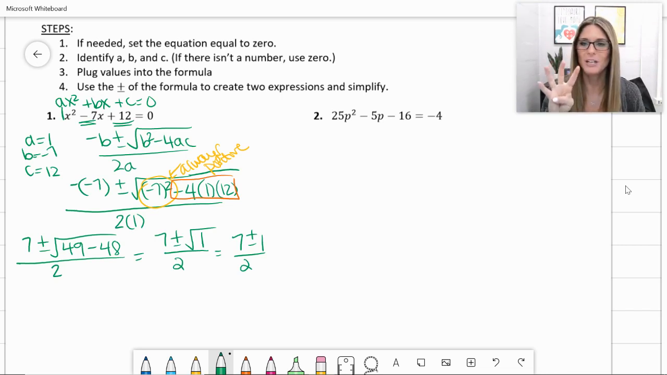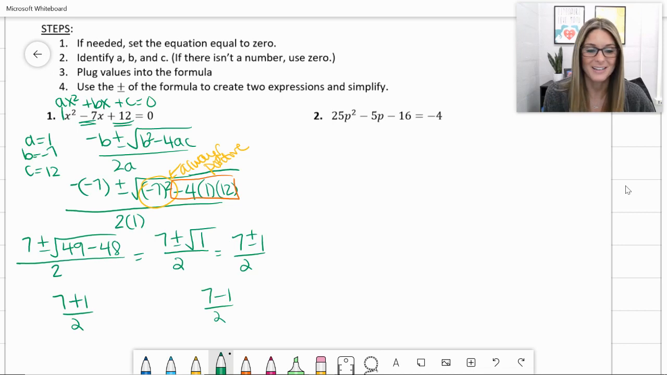Step number 4, we're going to use that plus or minus from our formula to create two expressions and simplify. We've got two things happening here. We've got 7 plus 1 divided by 2, and we've got 7 minus 1 divided by 2. Two answers, because usually our parabola has two x-intercepts.